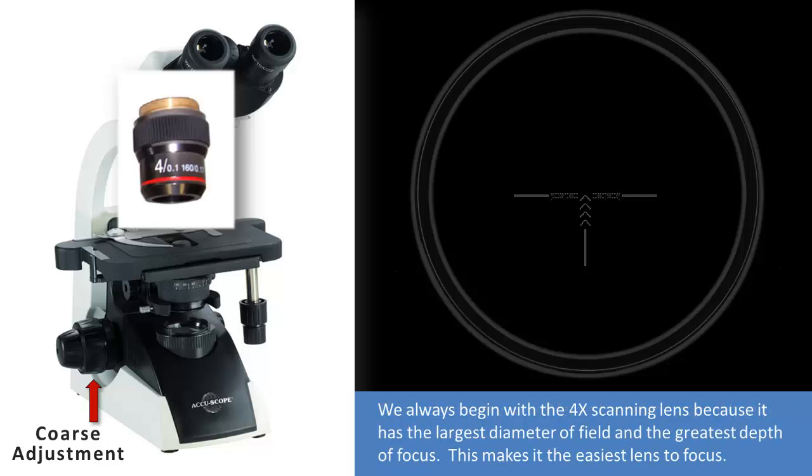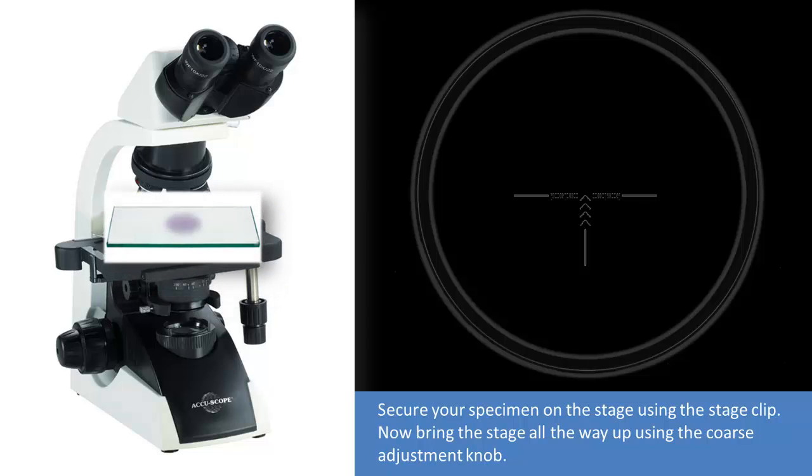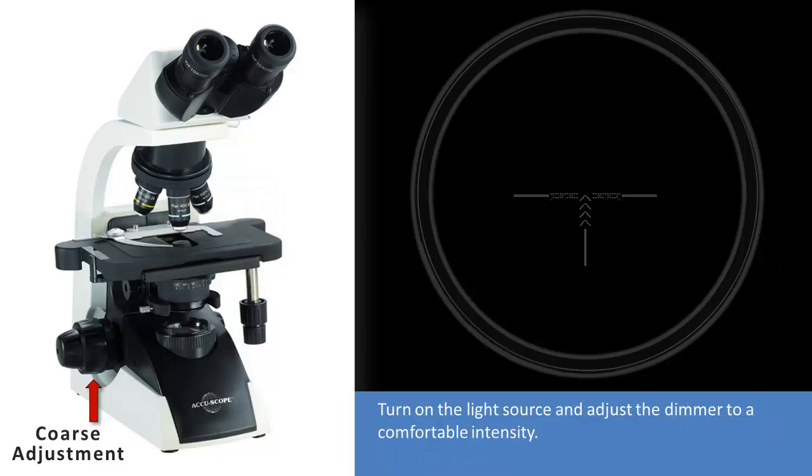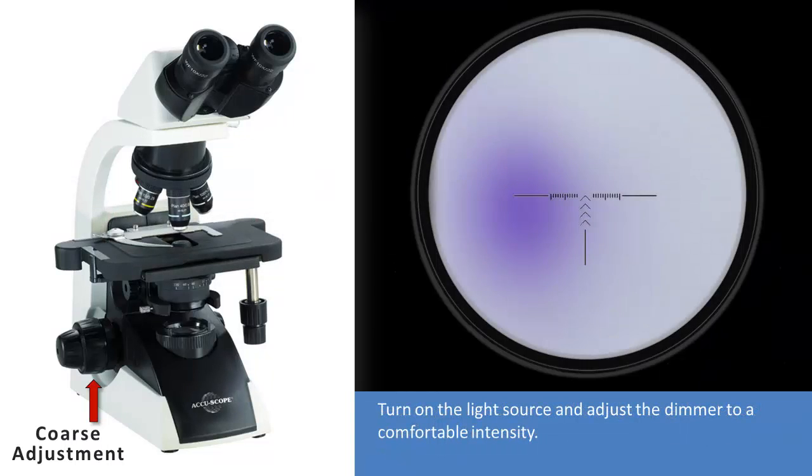We always begin with the 4x scanning lens because it has the largest diameter of field and the greatest depth of focus. This makes it the easiest lens to focus. Secure your specimen on the stage using the stage clip. Now bring the stage all the way up using the coarse adjustment knob. Turn on the light source and adjust the dimmer to a comfortable intensity.